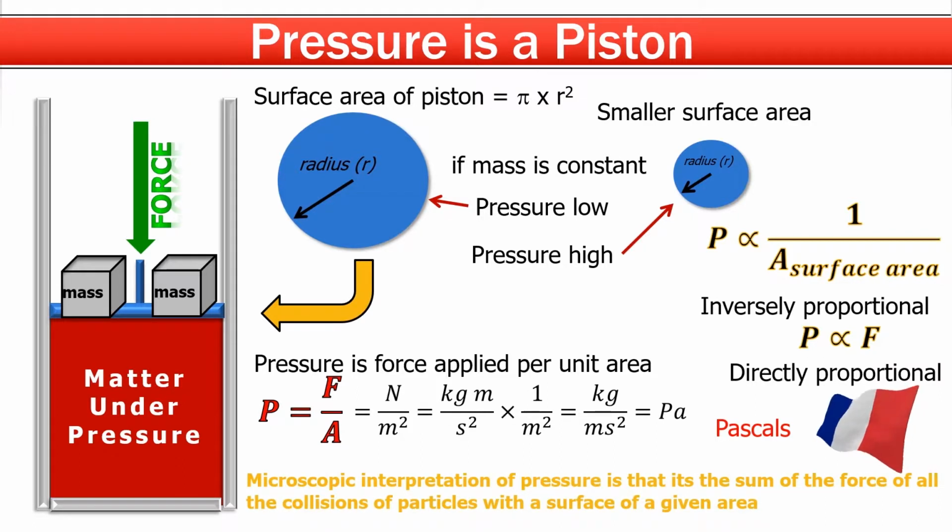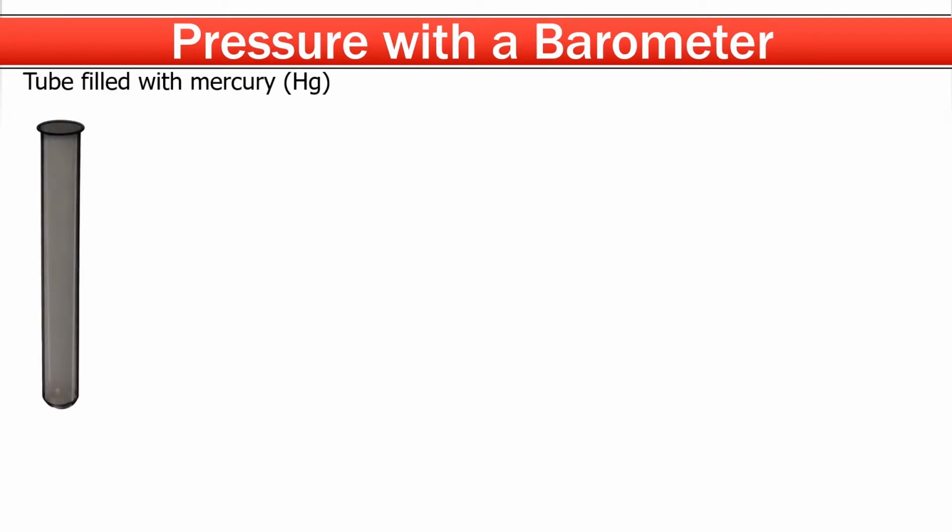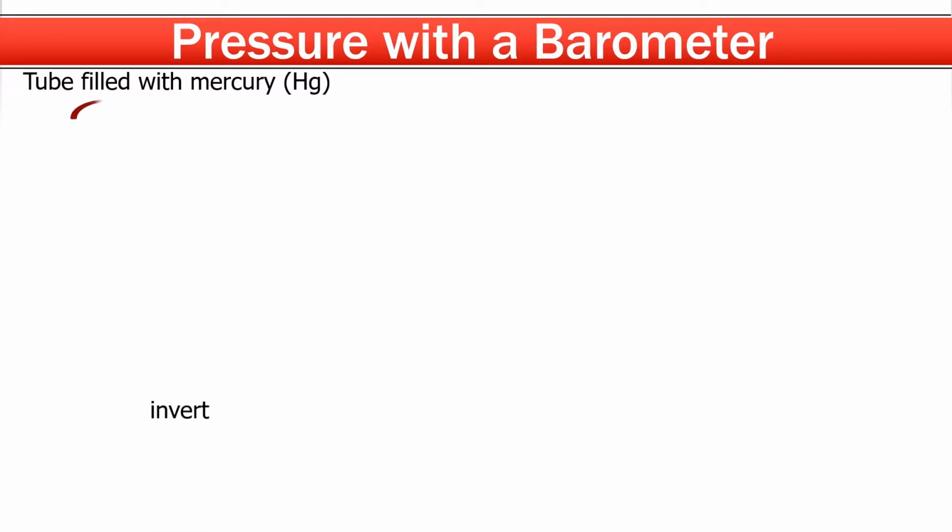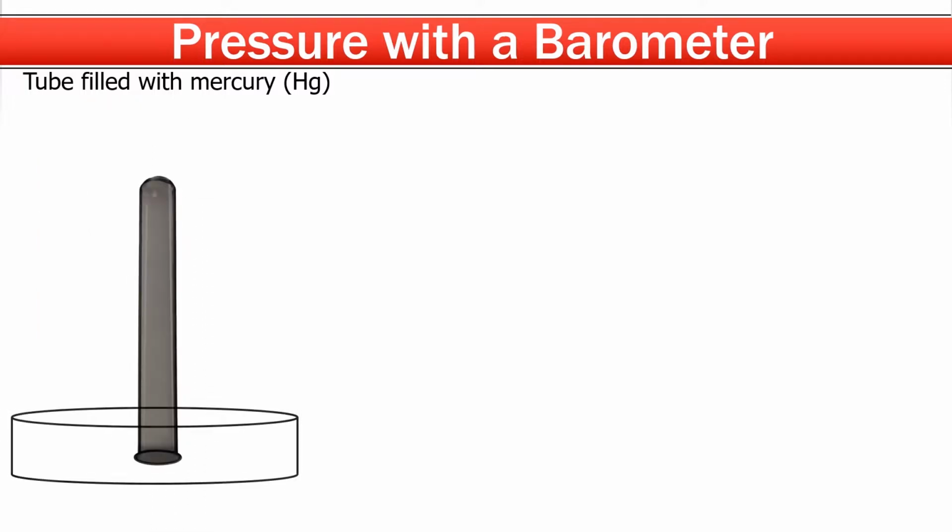The microscopic interpretation of pressure is that it's the sum of the force of all the collisions of particles with the surface of a given area. The second way to think about pressure is using an instrument invented by the great Italian physicist and mathematician Evangelista Torricelli called a barometer. He took a tube filled with mercury, Hg, and inverted it into an empty pan. The mercury drained out of the tube, but not all of it. Eventually it stopped at a certain height above the surface of the liquid in the pan.